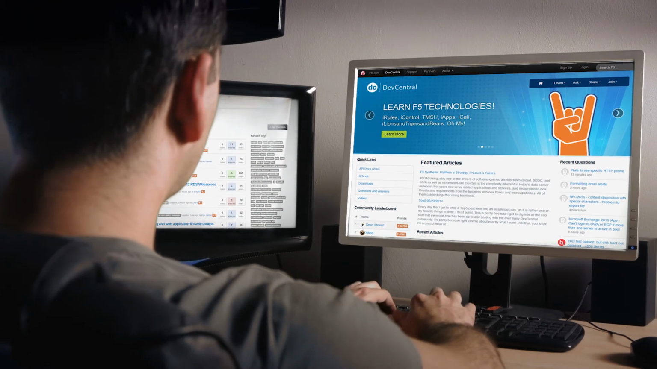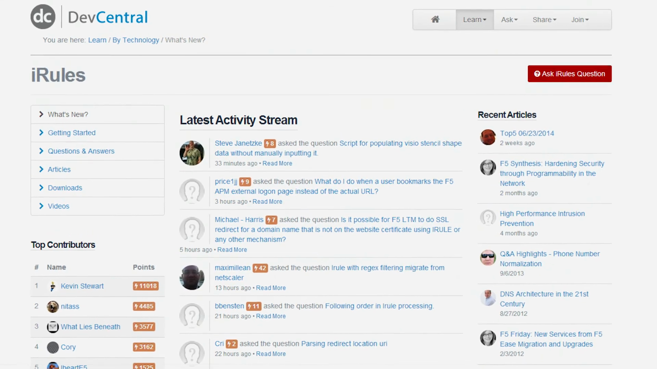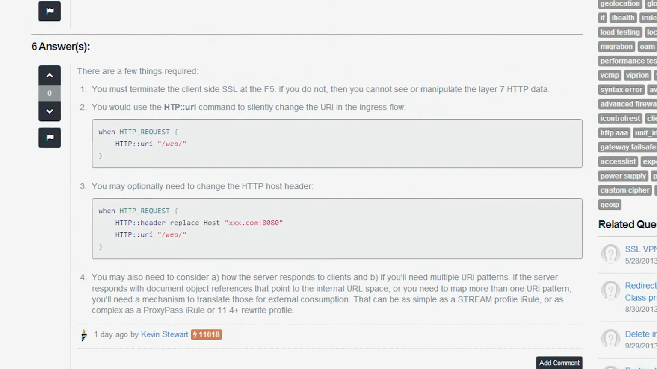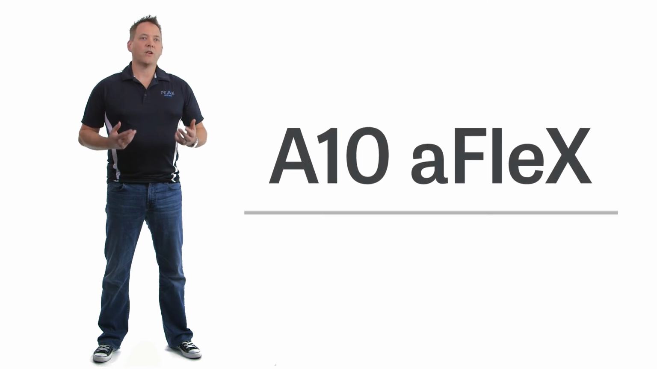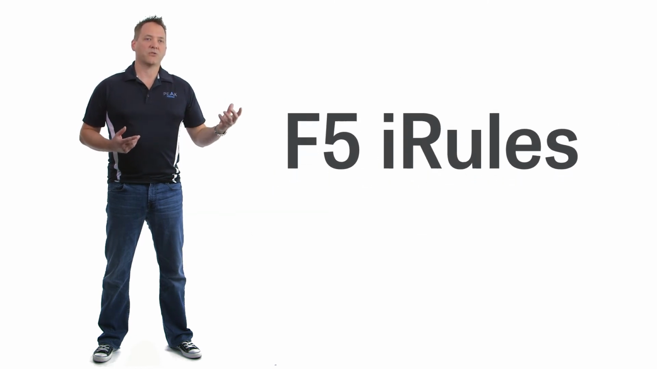No company has the time or luxury to reinvent the wheel over and over. By going to Dev Central, our engineers were able to leverage the efforts of so many other folks to get problems solved without having to figure out the solution for themselves. Our experience made us very comfortable knowing that we could migrate from A10's AFlex rules to the iRules. It's a classic example of the work smarter, not harder mentality.